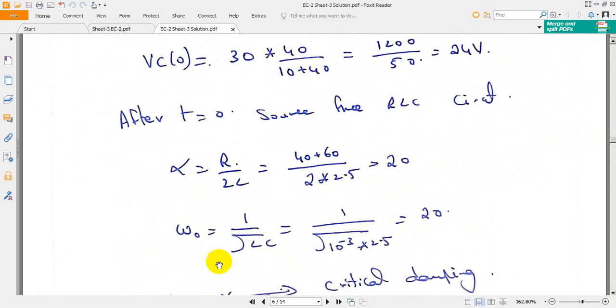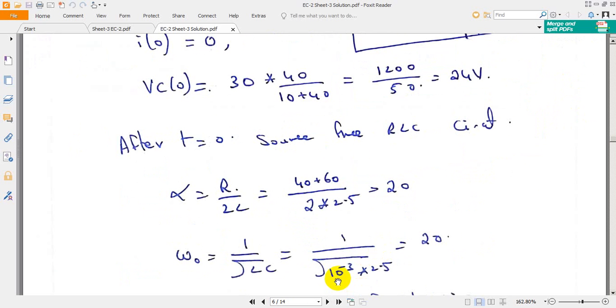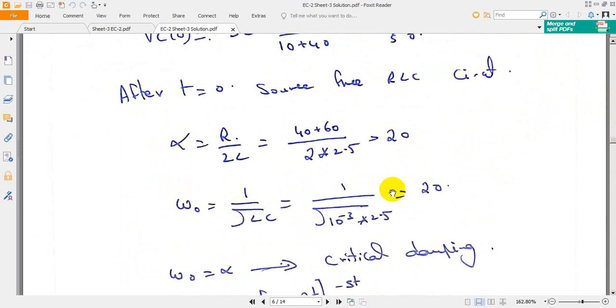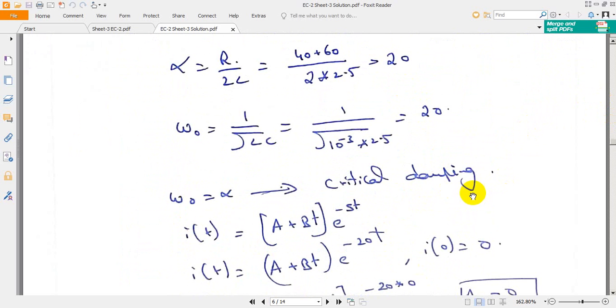And if you evaluate omega naught, 1 by root LC, 1 by square root of C value is 1 millifarad, so 10 power minus 3, and this is 2.5, you will get it as 20. So alpha and omega naught both are same. When both are same, alpha is equal to omega naught, then the system is critically damped.